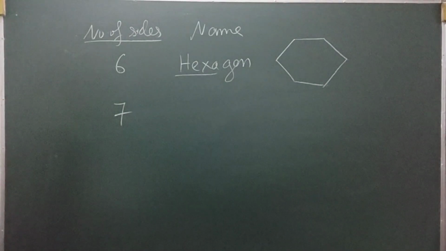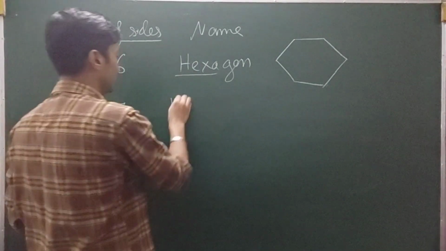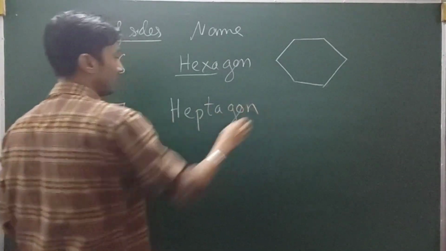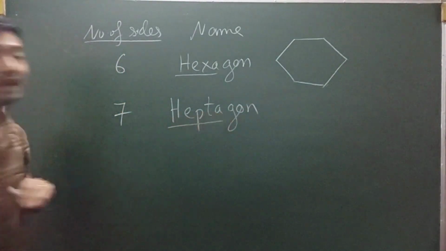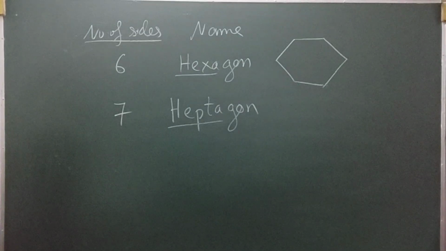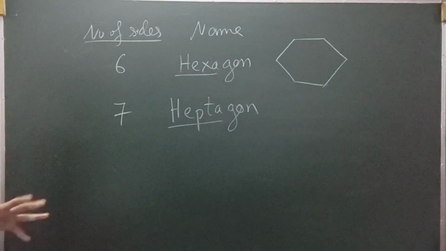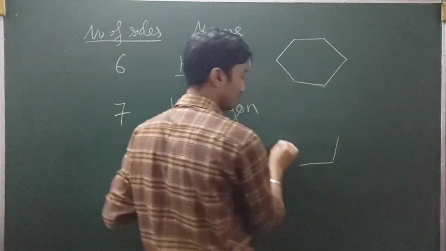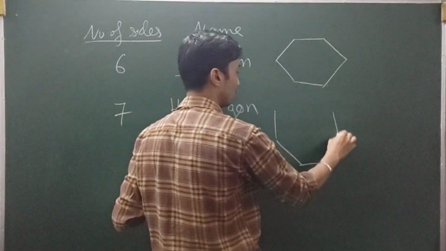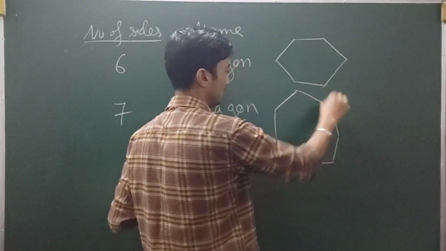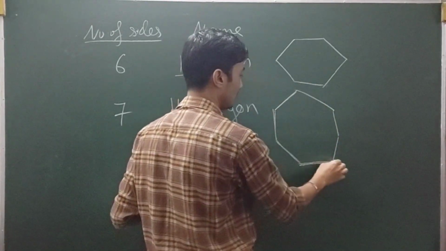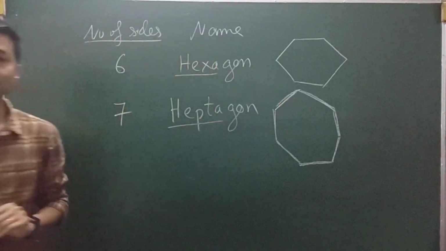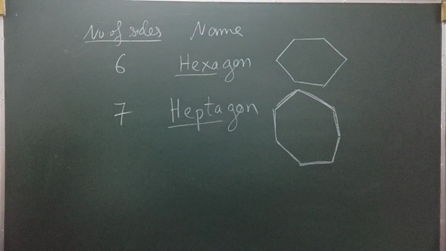Any figure having 7 sides is a heptagon, H-E-P-T-A. Hepta means 7. Heptagon. So 7 sides. Maybe 1, 2, 3, 4, 5, 6, 7. See? 7 sides. That's called a heptagon.